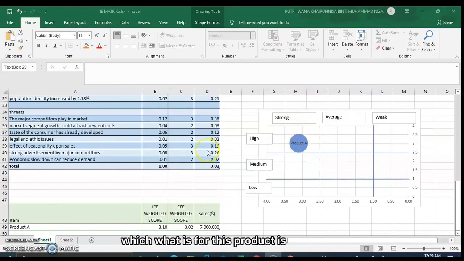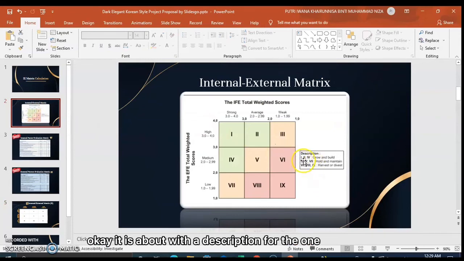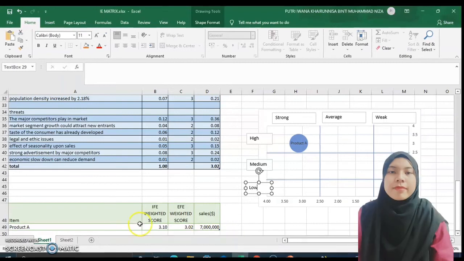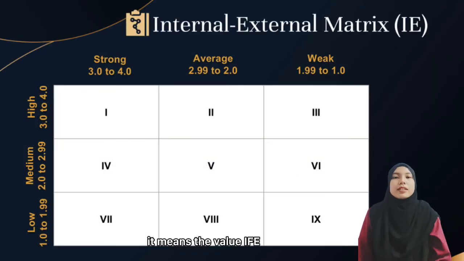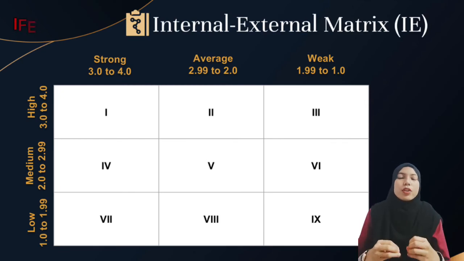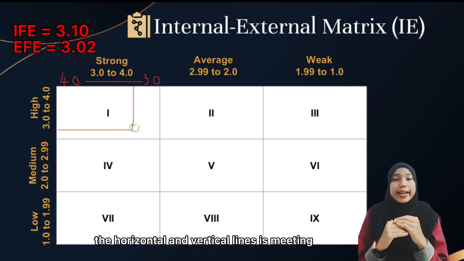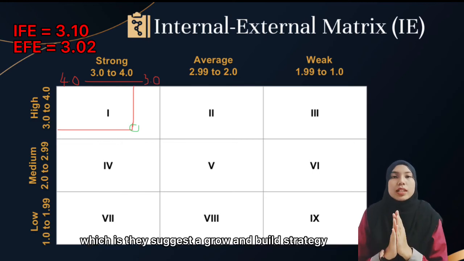What is it for this product A? It is strong and high. Usually we look at the first number. The description for cells 1, 2 and 4 is grow and build. It means the IFE weighted score is 3.10 and the EFE weighted score is 3.02, and the horizontal and vertical lines meet in cell 1, which suggests a grow and build strategy.